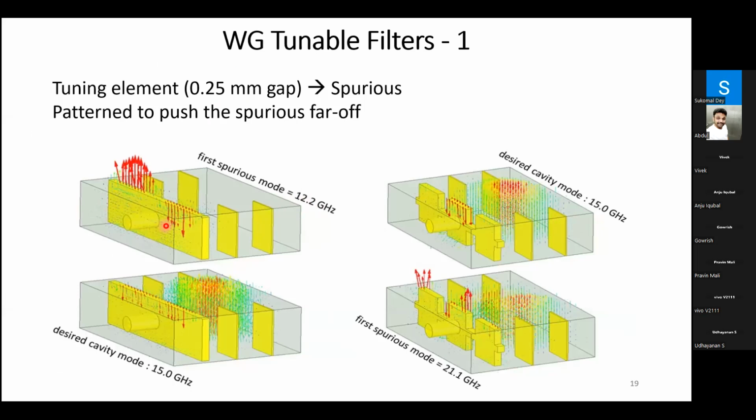Then the idea that came to my mind was, I noted the shape of the electric fields in the spurious response. Wherever there is a maximum, if you make the tangential component of that electric field 0, then that spurious response will be killed. So I did the shaping here. This shaping ensured that the tangential component of the electric field in that spurious mode is forced to 0 by shaping the tuning element. From there, I was able to push the spurious response to around 21 gigahertz.